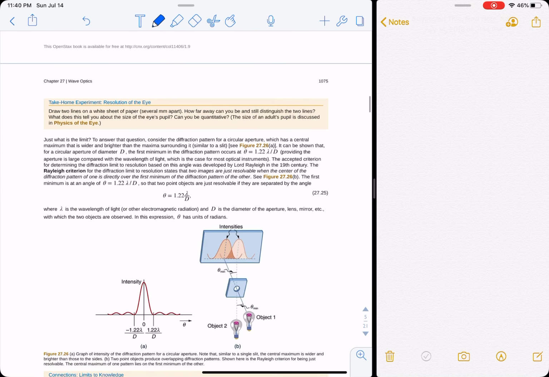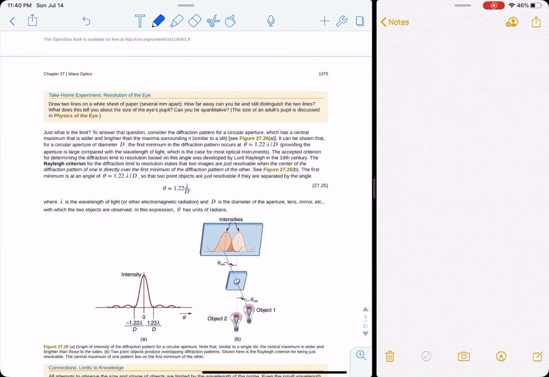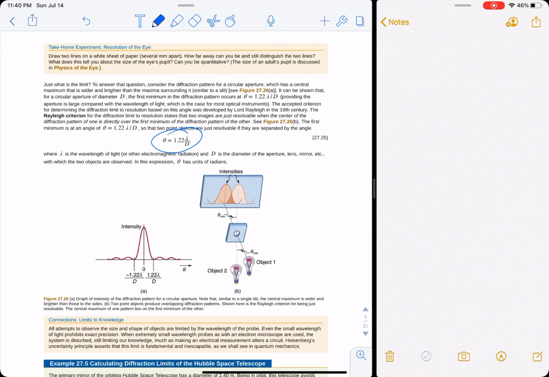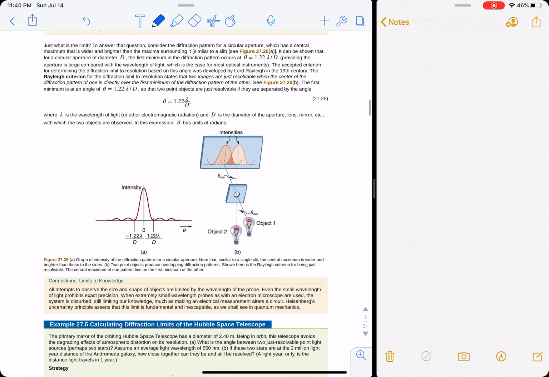The Rayleigh criterion says that the limit of you being able to differentiate two objects, the minimum angle here, is 1.22 times the wavelength of light divided by D, the size of the aperture that you're looking through. So you're trying to take a picture, you're trying to look through something, a telescope, a camera, whatever, or your eyeball, for example, you're trying to see something.